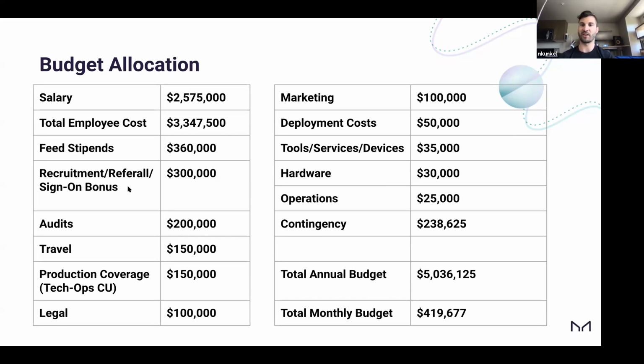Audits, right? We have quite a few product offerings that are going to need to be audited. Audits are quite expensive, right? Especially from the top firms, say like Trail of Bits, or Chainalysis.